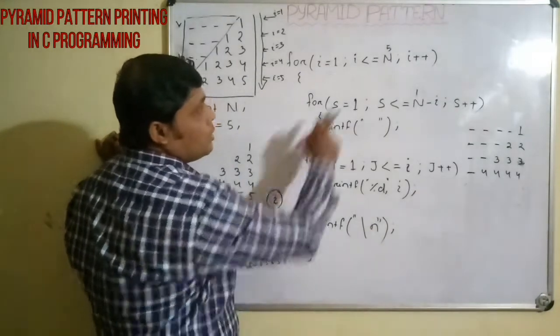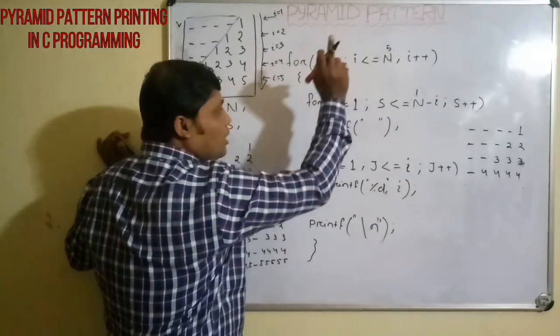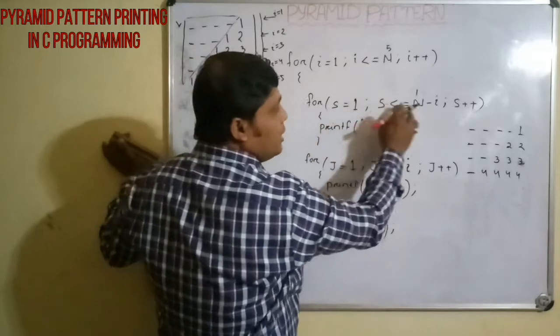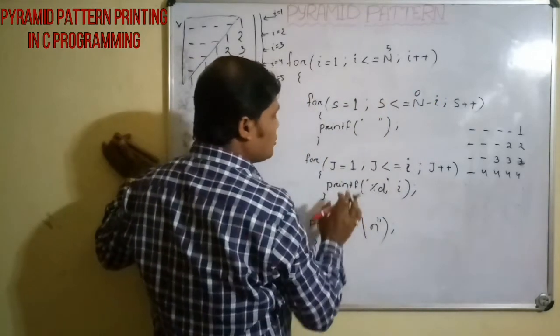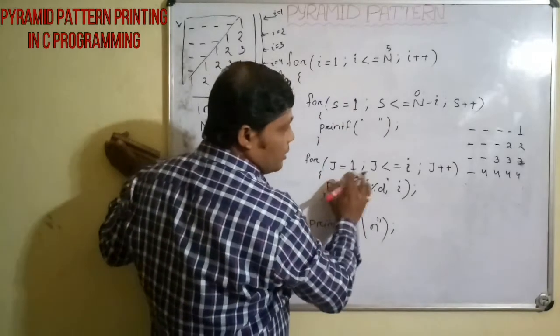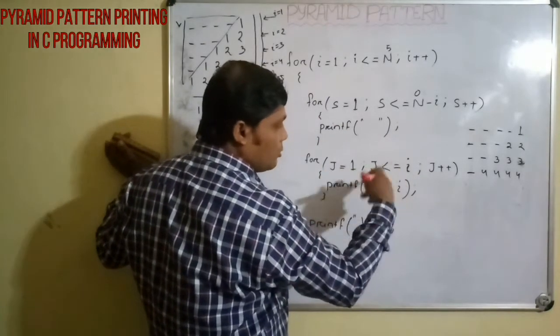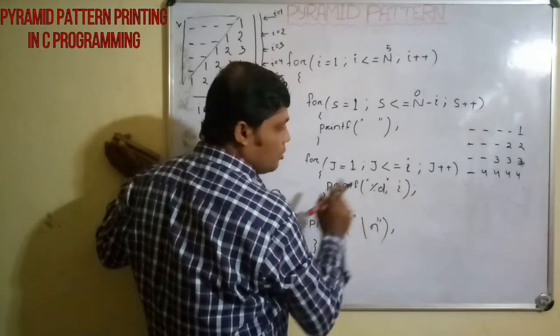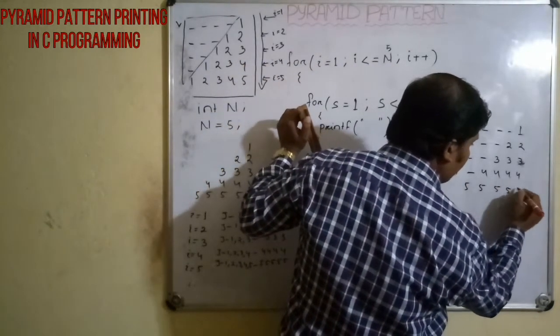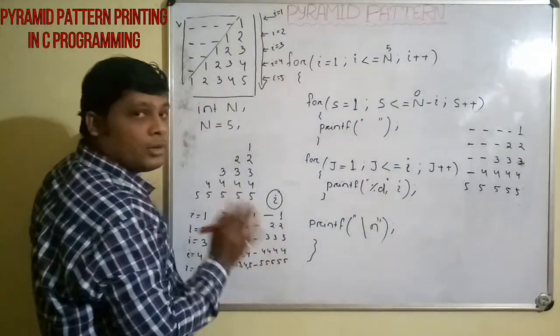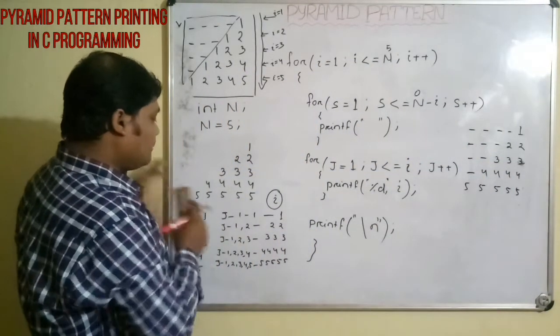When i value is 5, 5 less than equal to 5, yes, it will work. Then s equal to 1, s less than equal to 5 minus 5, 0. It will not work. It will not go inside this loop. It will come to here. And 1 to 5, it will work for 1, 2, 3, 4, 5. 5 values, 5 times it will print. Which value? i value. 5, 5, 5, 5, 5. Clear? Very simple logic.